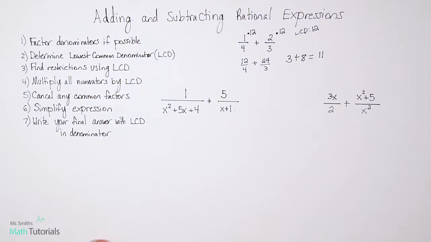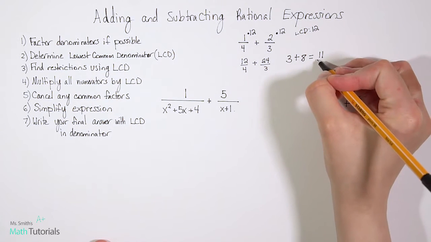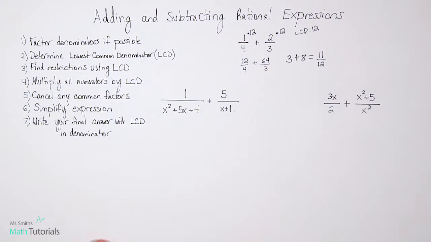And then as our final step, this is that step 7 down here, we always want to write our LCD as the denominator. So we know that 1/4 plus 2/3 is 11 over 12. We would always want to check to see, does 11 over 12 reduce? Is there any number that goes into both 11 and 12 evenly? And there's not, other than 1. So at that point, 11 over 12 is our final answer.